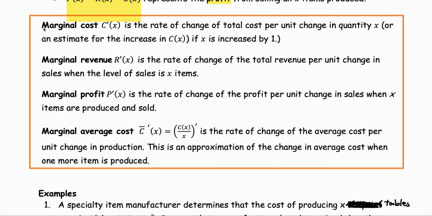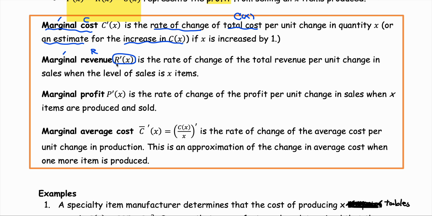To summarize, the marginal cost, that means the derivative of the cost function, C prime of x, is the rate of change of the total cost, which is C of x, per unit change in quantity, or it can be used as an estimate for an increase in the cost if x is increased by 1 unit produced. Marginal revenue, marginal means the derivative, revenue, the capital R, put them together.